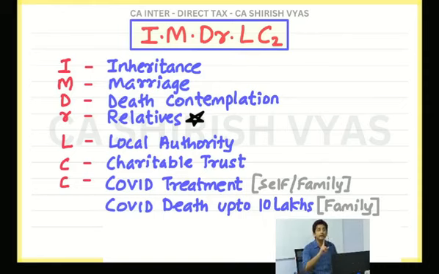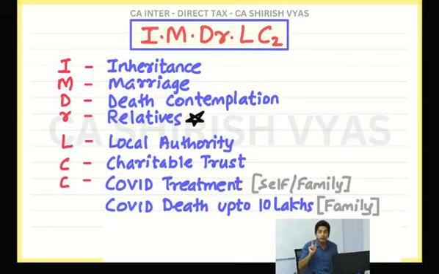But here who should die? I am receiving that money, so some of my family members died due to COVID. Family member means spouse, children, dependent, parents, brother, sister. Any of these persons has died due to COVID, and then I received some amount as a gift. Whoever gives me, it will be exempt, but only up to 10 lakhs.